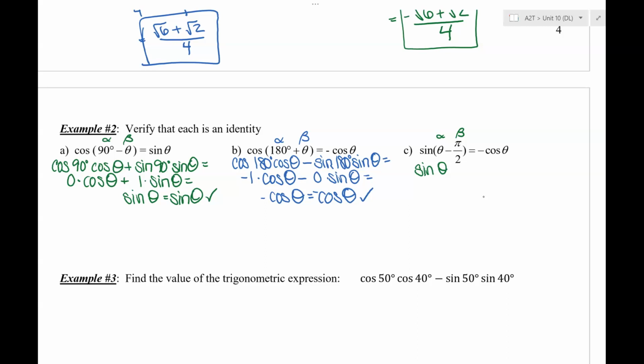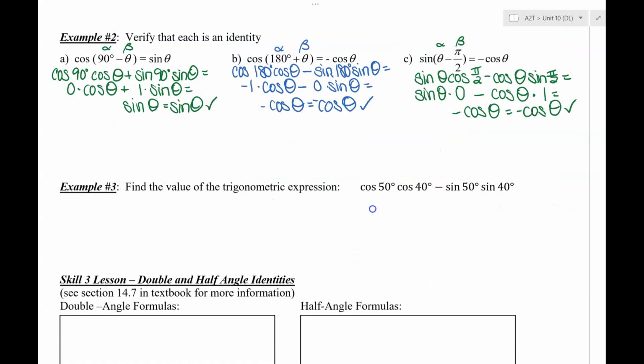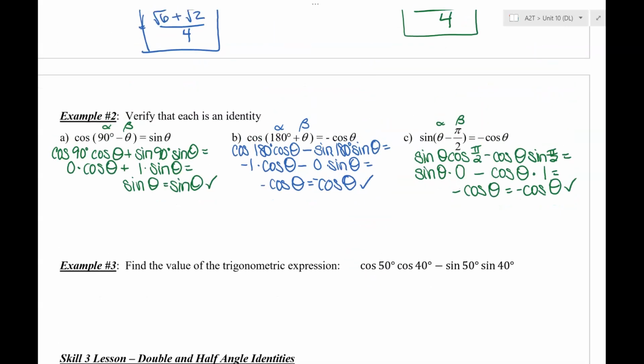Make your life easier. Okay, so sine theta, cosine pi over 2, sine stays the same, so minus cosine theta sine pi over 2. Okay, well, sine theta, cosine of pi over 2 is 0, so that's times 0, minus cosine theta times 1, sine of pi over 2 is 1. This cancels out for sine, so we get negative cosine of theta is equal to negative cosine theta, and you're done. Nice.